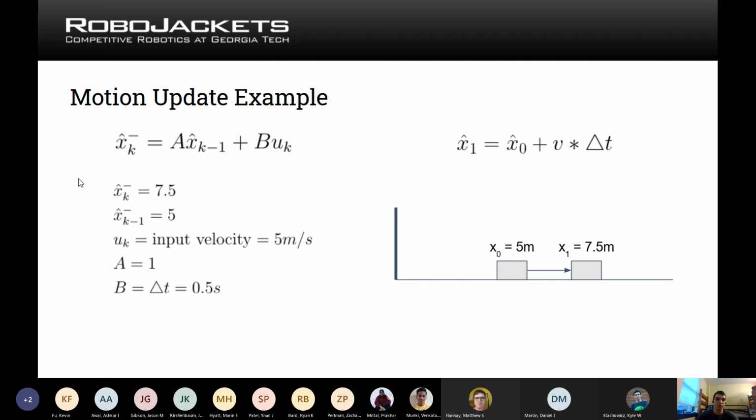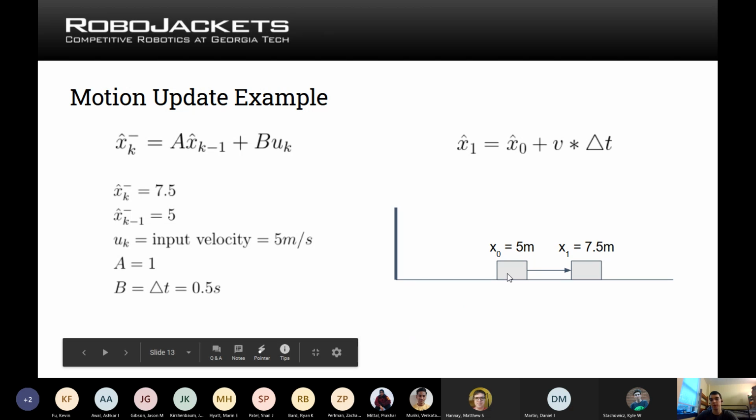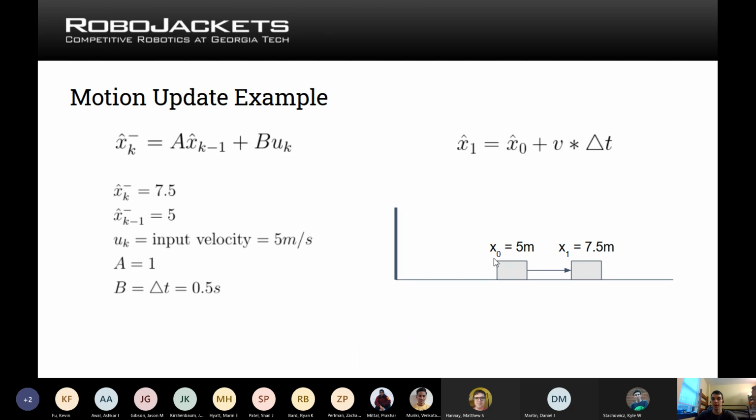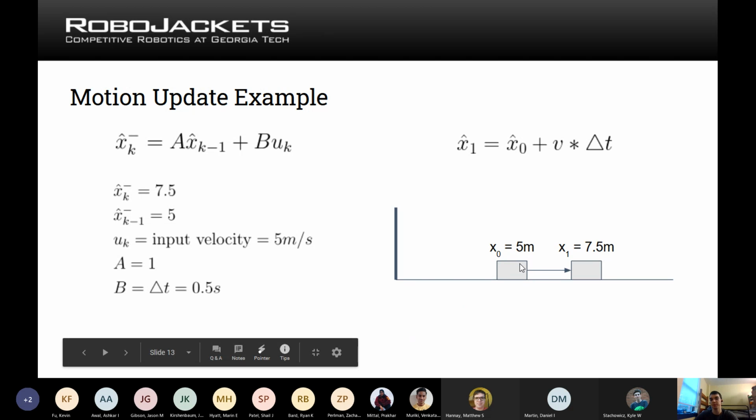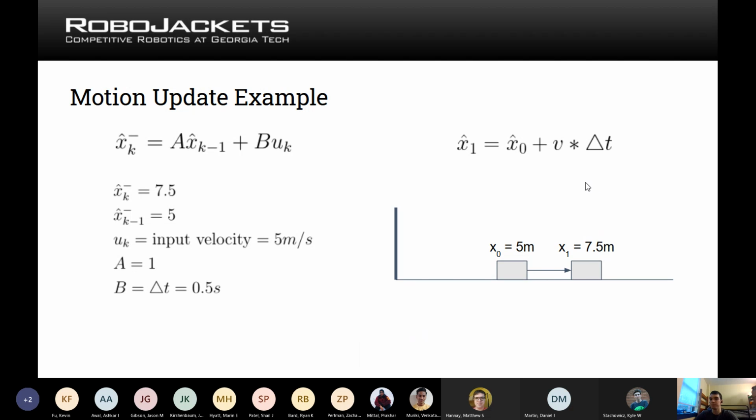Going into an example of what this would look like. Say our robot is at position 5 meters, and it moves over to 7.5 meters. So our previous position was 5, and that's just x k minus 1. Then we have some input velocity, and this would be like us telling the motors to go at a certain velocity. So say that velocity would give us 5 meters per second.